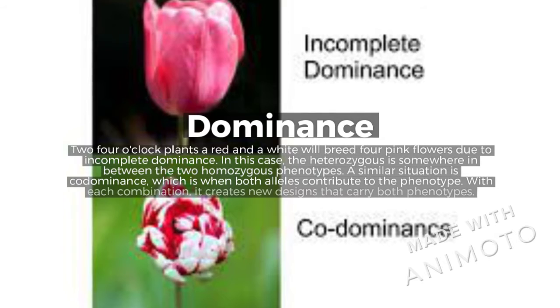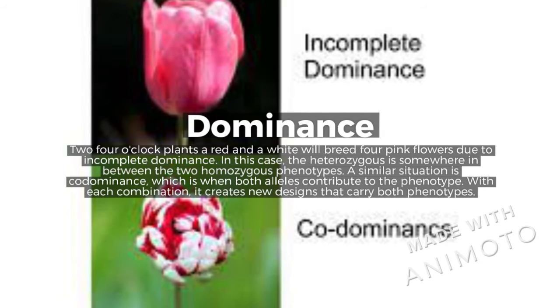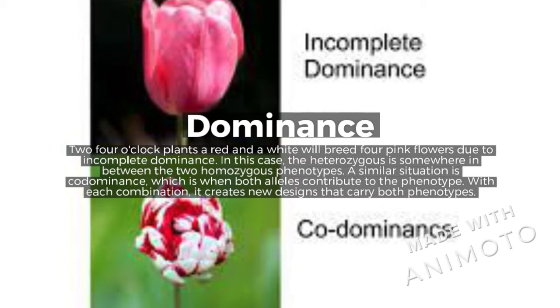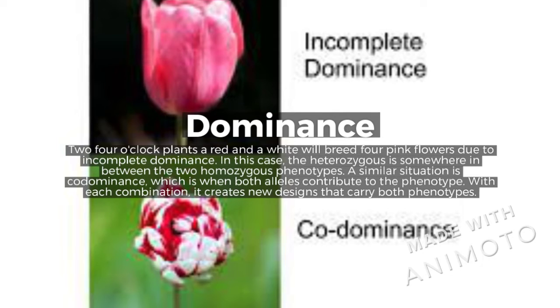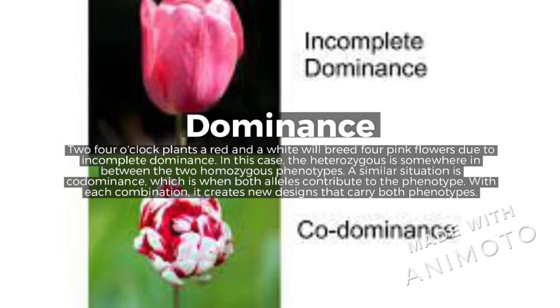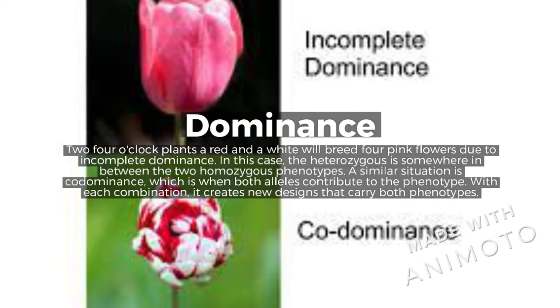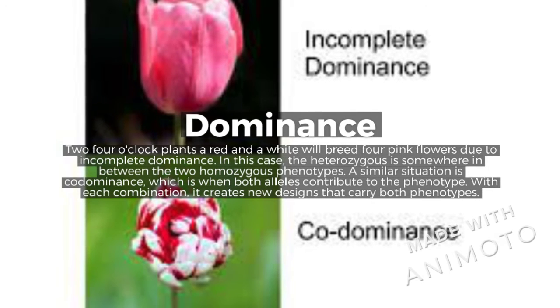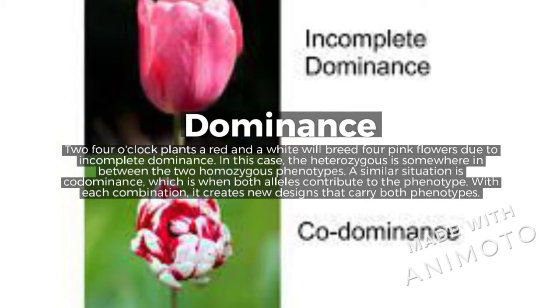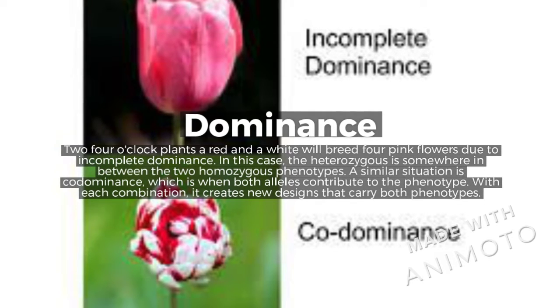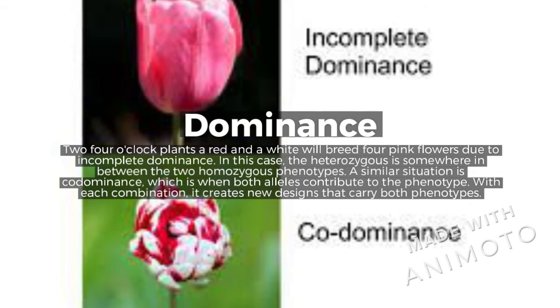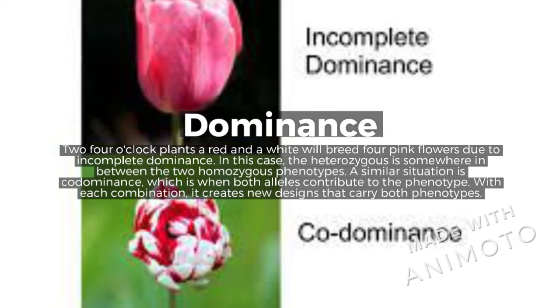Dominance. 2 four o'clock plants, a red and a white, will breed pink flowers due to incomplete dominance. In this case, a heterozygous is somewhere in between the 2 homozygous phenotypes. A similar situation is codominance, which is when both alleles contribute to the phenotype. With each combination, it creates new designs that carry both phenotypes.